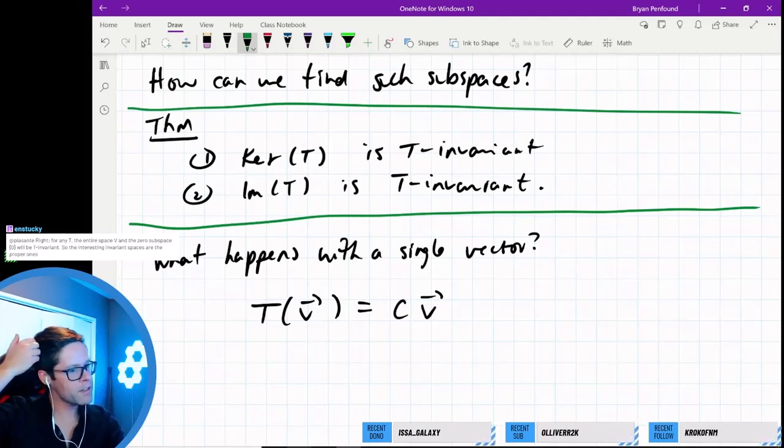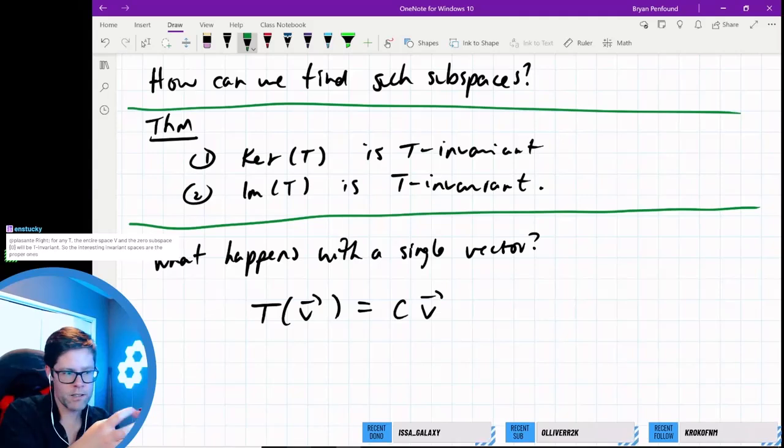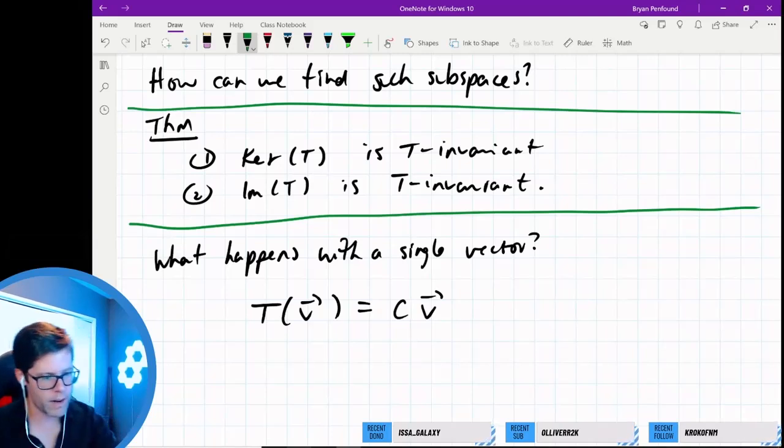Like if I take any vector and I just think about the spanning set of that vector, that should be a subspace. So maybe I can find collections of vectors such that when I send them through T, they land in the spanning set of that vector, right? So that's kind of what I'm thinking about.